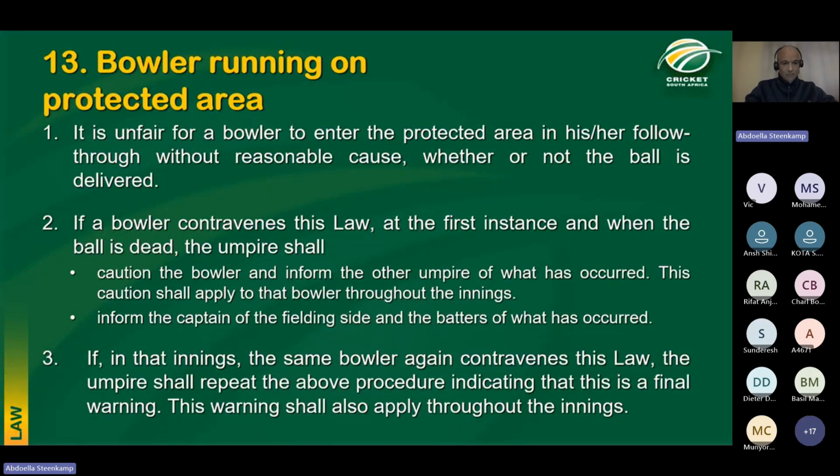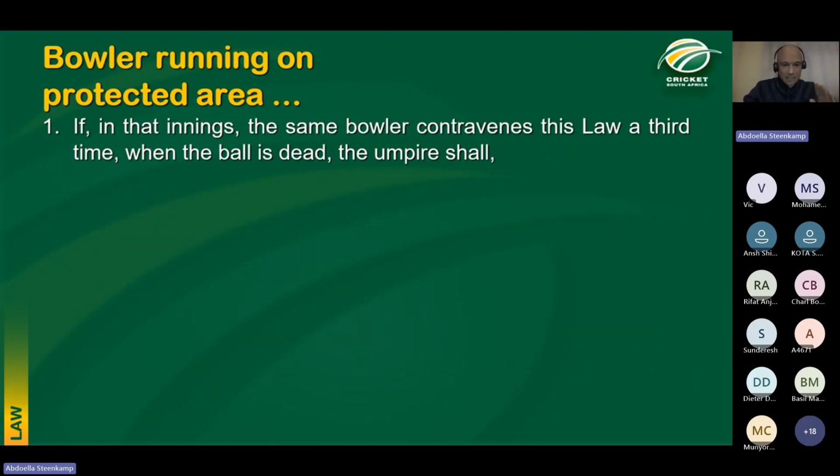So just to recap this slide, if the bowler goes into the protected area without reasonable cause, the first time the bowler goes in there, you'll give a caution. The second time, in the same innings, you'll give a final warning, and this warning applies throughout the innings. So now what happens in the same innings if the same bowler goes in there a third time? What is now the punishment?